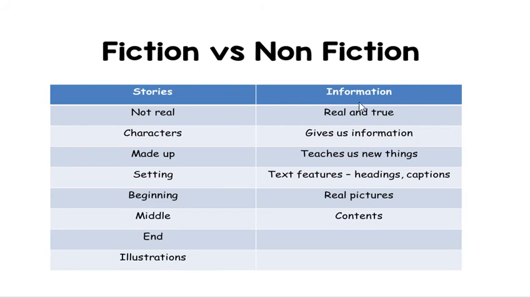Okay? Now, non-fiction texts are also called information texts, and they are real and true. Okay? They're not made up. They give us lots of information, and we've already read some information texts and some fact files about animals, so they gave us lots of information. They teach us new things. I'm sure when you read the fact files, you found out things about animals that you did not know before. And they also have some features like headings, which is another word for a title, or captions. You will even see real pictures, so there'll be photographs of real things, and it even has a contents page. So let's have a look at some of these features.